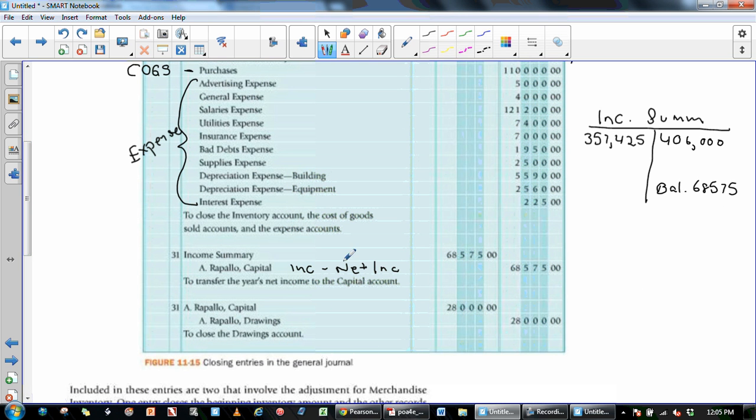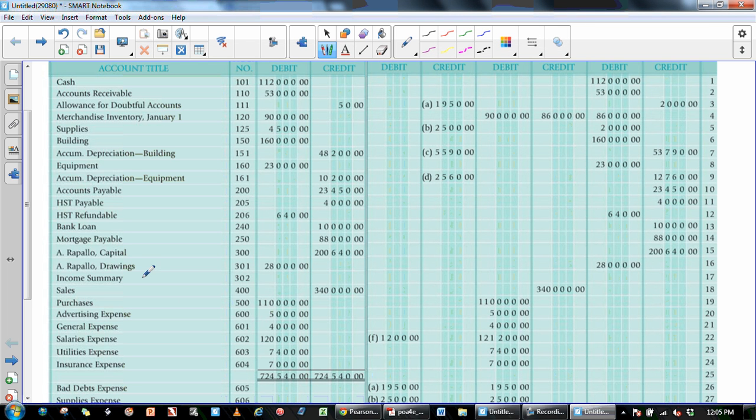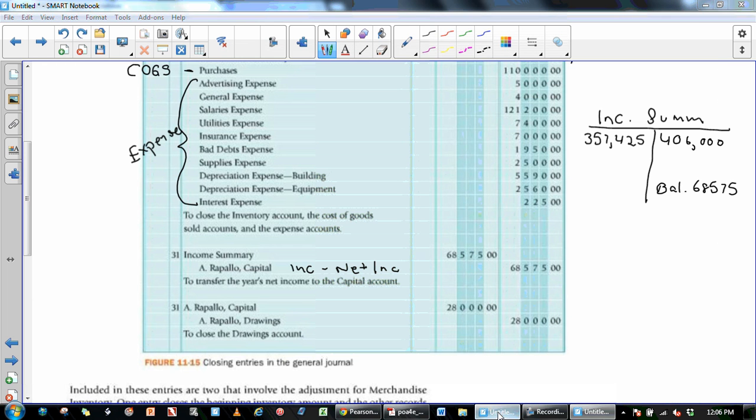All right. So once you've put that in, then you have your drawings. So again, let's go here. I see that my drawings, we know that drawings has a debit balance. So I have to credit it to empty it out. Therefore, I credit my drawings account, opposite of its regular balance, and empty it into capital. And that's the full $28,000 balance. And those are all my closing entries.